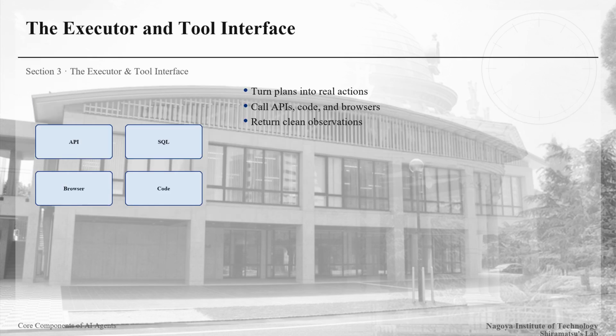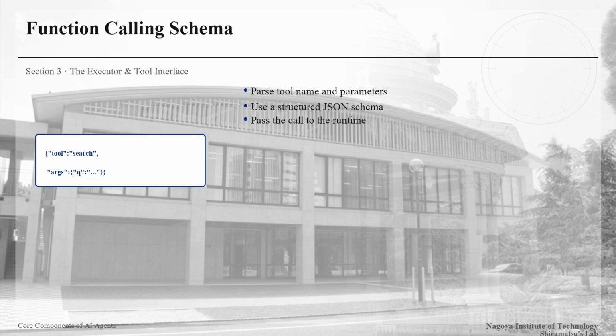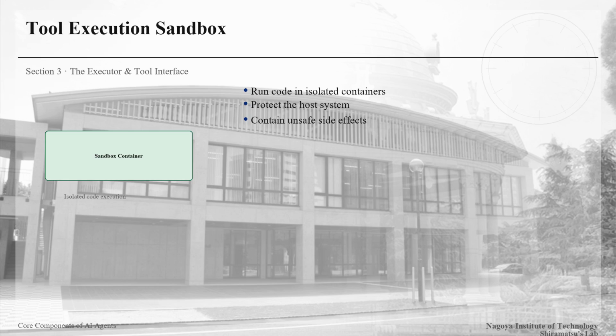Section 3 covers the executor and tool interface that turns planned steps into real actions. The executor converts abstract planner instructions into strict API calls and environmental actions. Function calling sends a structured JSON schema with tool name and parameters to the executor. Untrusted code should run in secure sandboxes, such as containers or micro VMs.